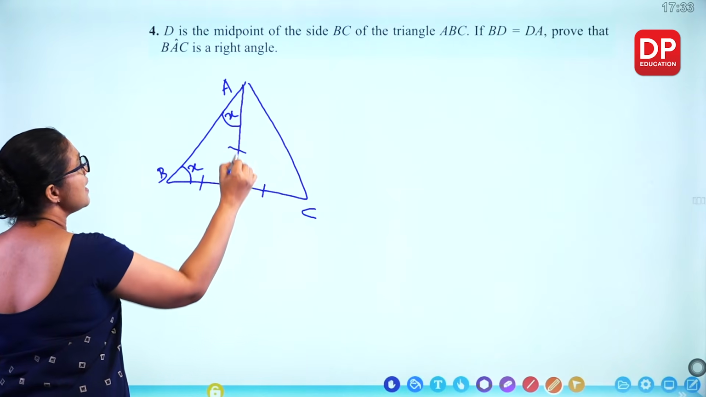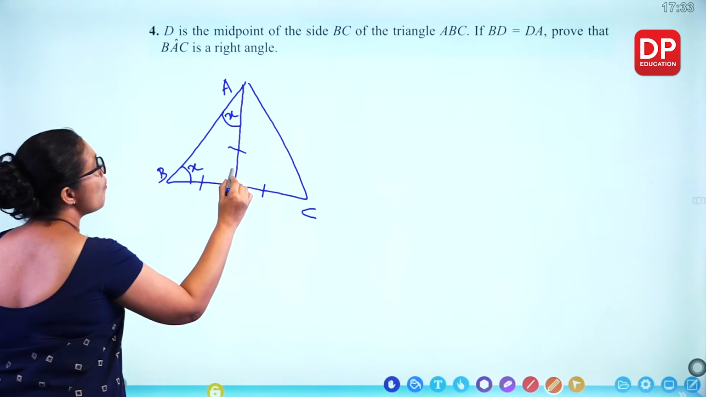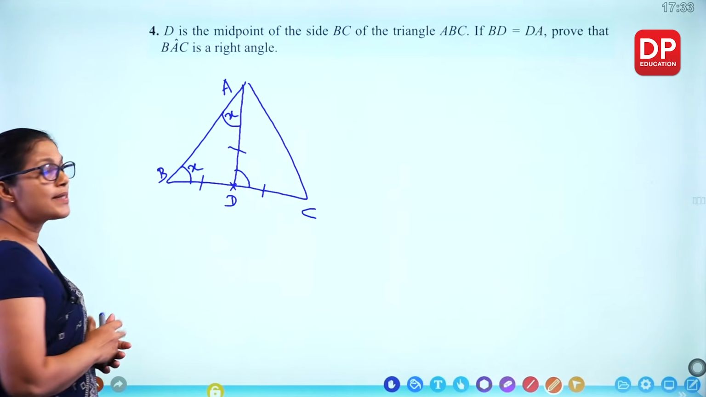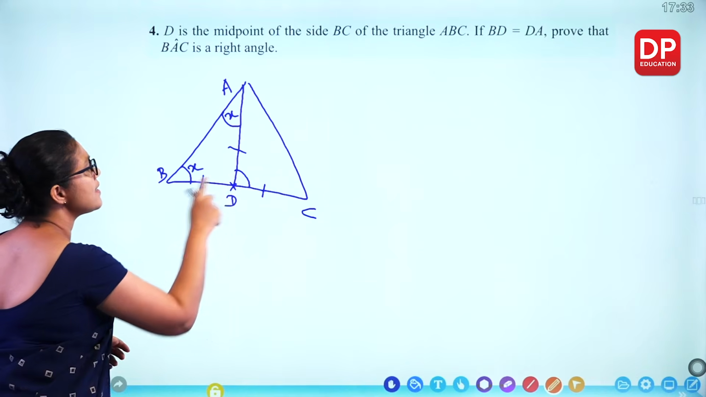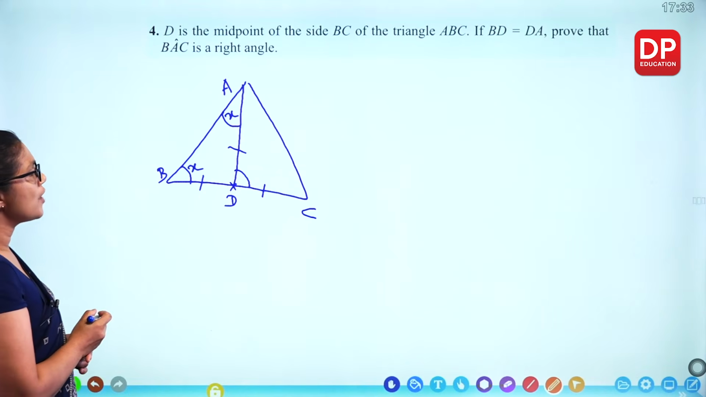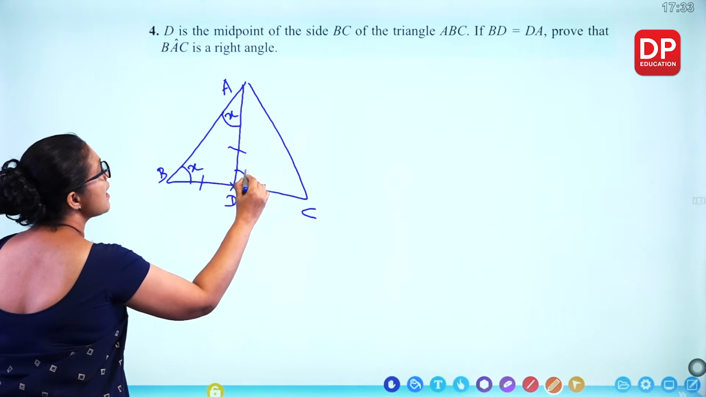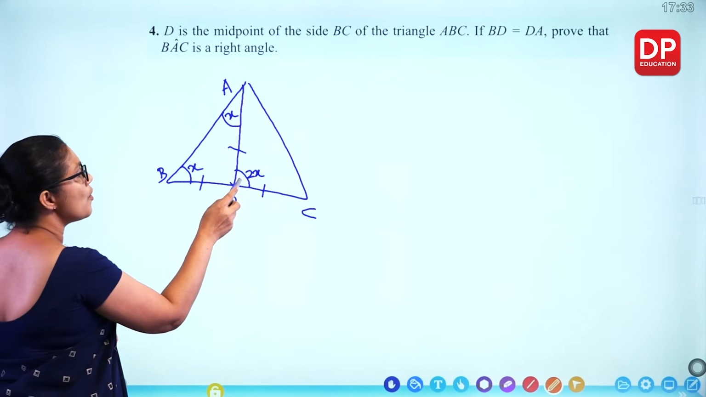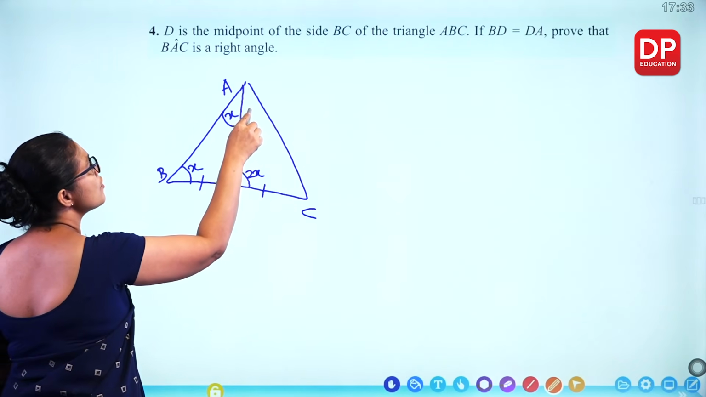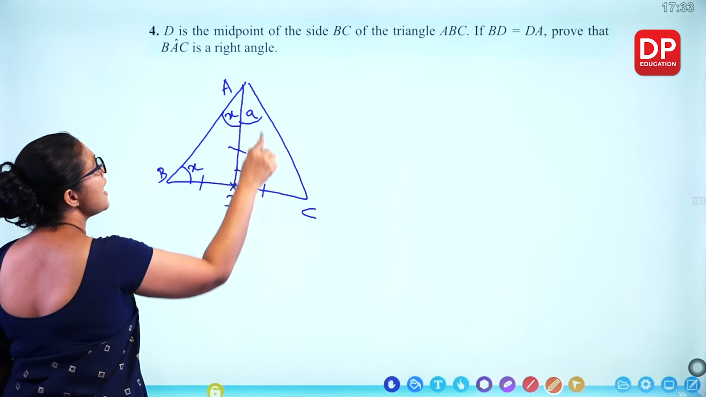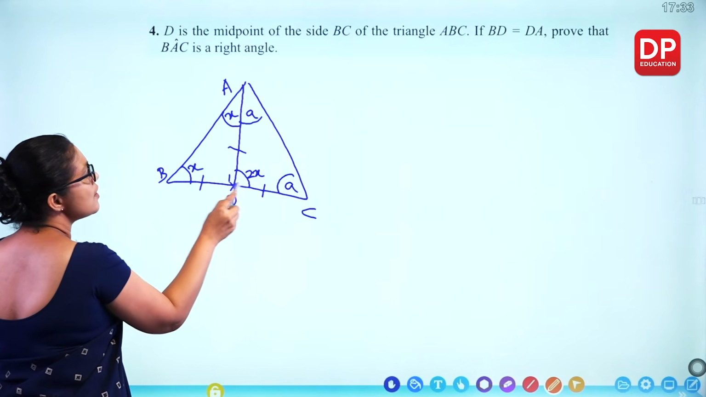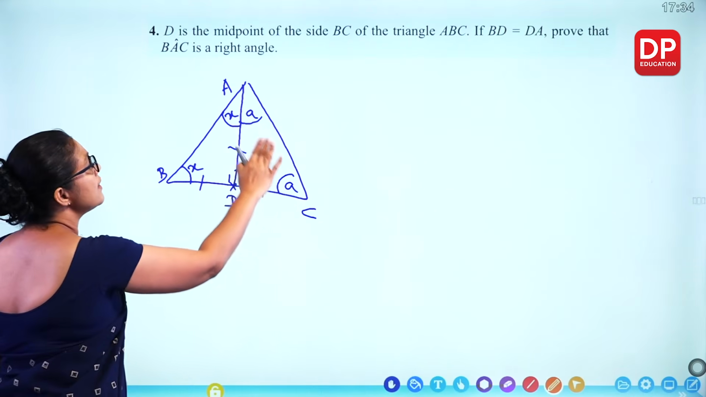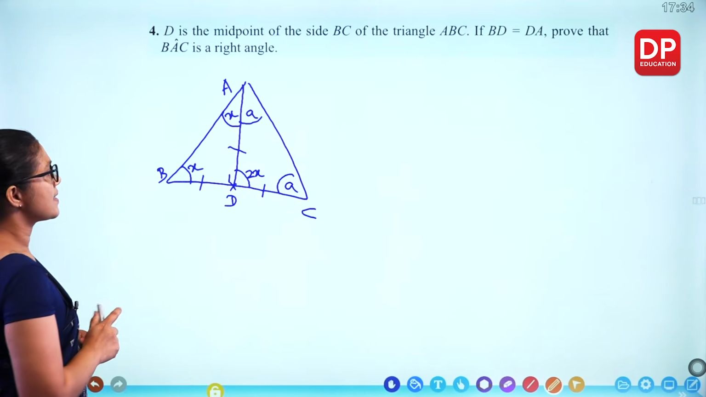If this is X and X, what can you write about this angle? These are the opposite interior angles to this exterior angle. So what can you say about this? This becomes 2x. We know if this is 2x, what should be this one? We'll write A and A because these two sides are equal. Now we'll try to find out the connection between A and X.